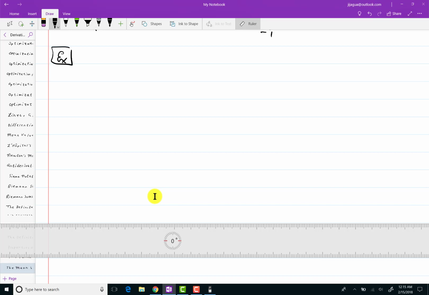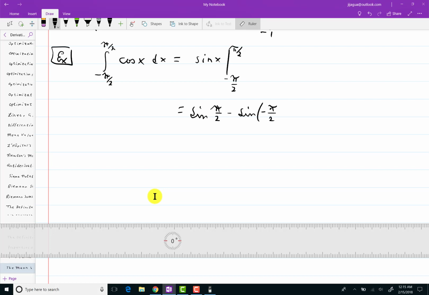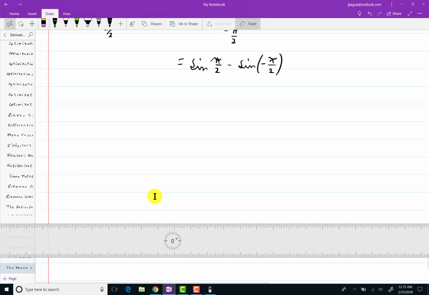As an example, let's do the integral from negative pi over 2 to pi over 2 of cosine of x dx. The antiderivative of cosine of x is sine of x, and we're going from negative pi over 2 to pi over 2. That equals sine of pi over 2 minus sine of negative pi over 2. Sine is an odd function, so this is 2 times sine pi over 2, which equals 2.